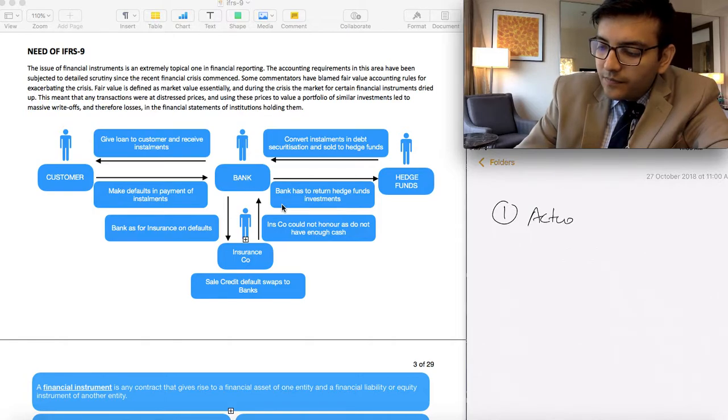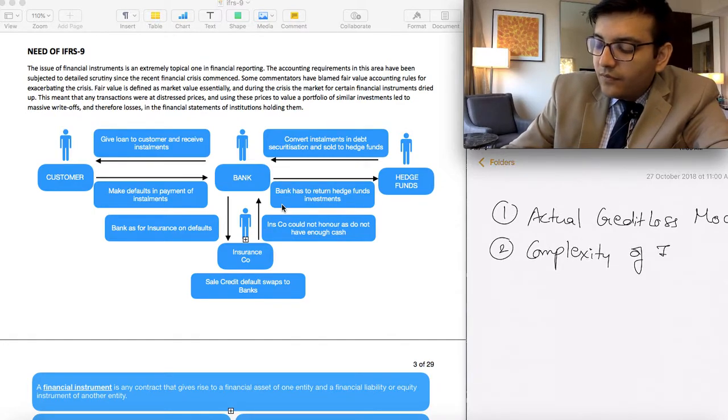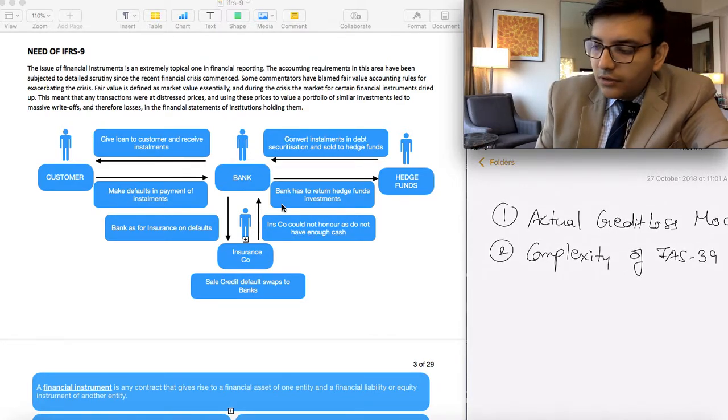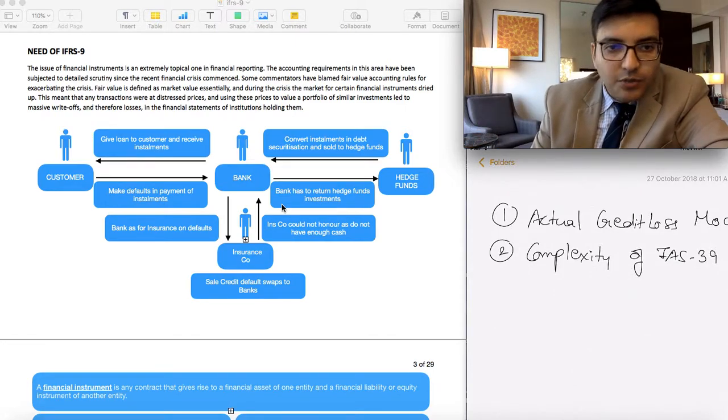actual credit loss model. And number two is complexity of IAS 39. So these were the two reasons because of which IFRS 9 was brought into picture.